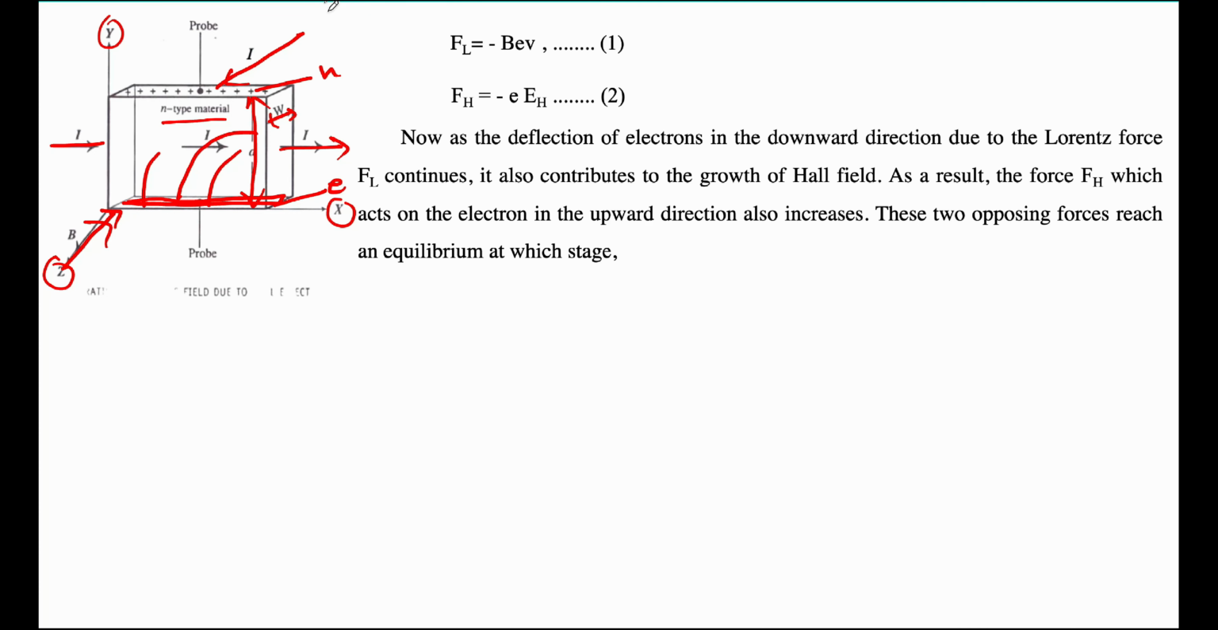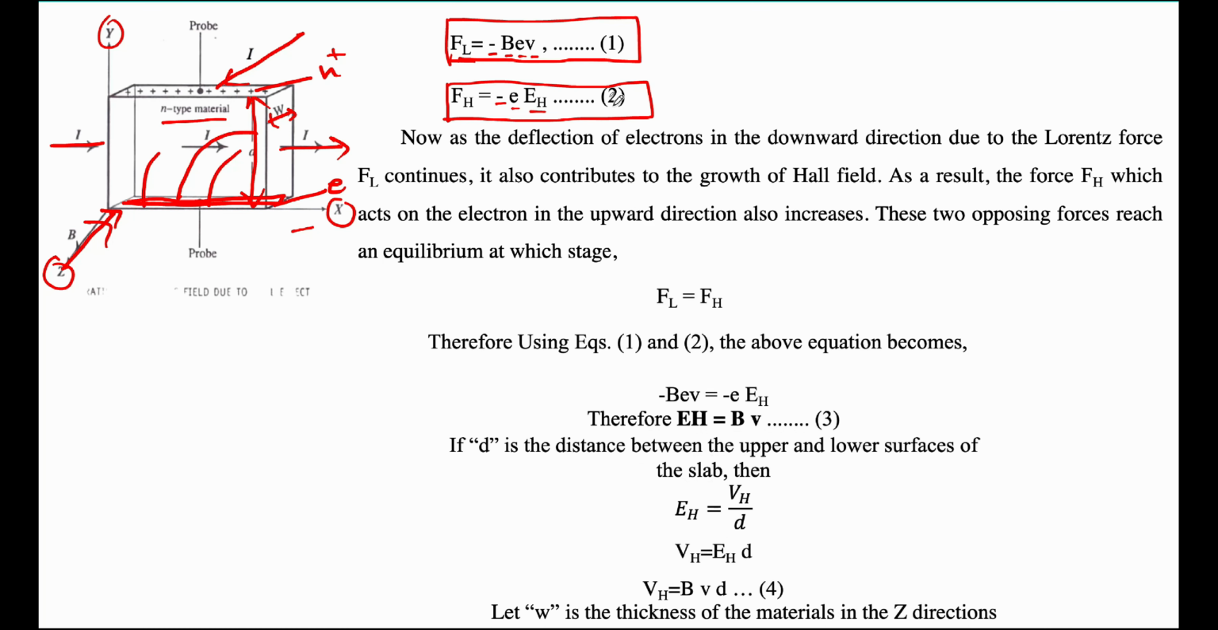One is the Lorentz force, that we take as minus magnetic field, charge of the electron and velocity of the electron, equation number 1. Another force which we call the Hall force, that is Fh equals minus charge of the electron and electric field. Because here we have positive charge and here negative charge, positive to negative Hall field will be generated, and we are going to take it as equation number 2.